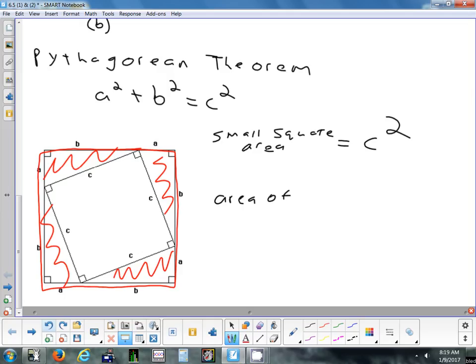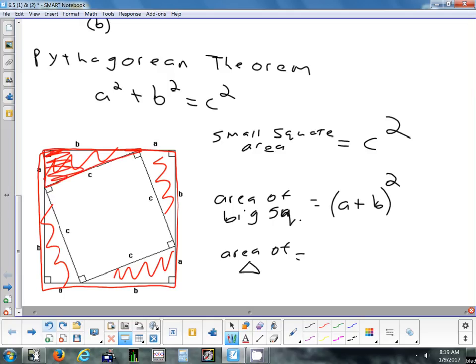So area of big square is A plus B, and then you square it. Now let's find the area of one of the small triangles, and we have 4 of them, so we'll have to subtract 4 of it. So let's find the area of a triangle. The area of a triangle is 1/2 base times height. Let's focus on this one. So the area of that triangle is 1/2.